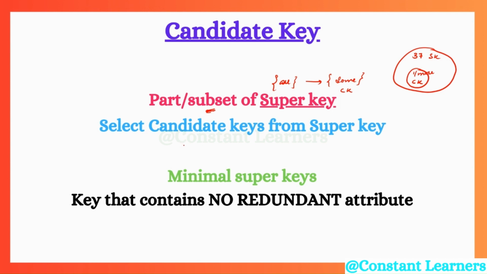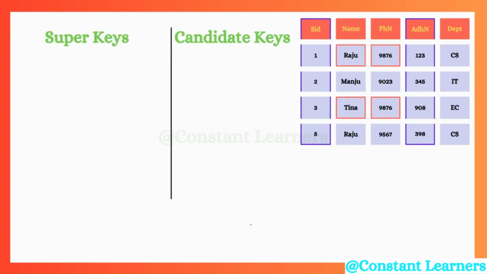But how do we select the candidate keys? Minimal super keys are known as candidate keys. I'm not saying minimum super keys. I'm not saying that the super keys that have the minimum number of attributes will be the candidate key. No. Minimal super keys means what? The super keys that contain no redundant attribute will become the candidate key. Let's understand what we mean by this.